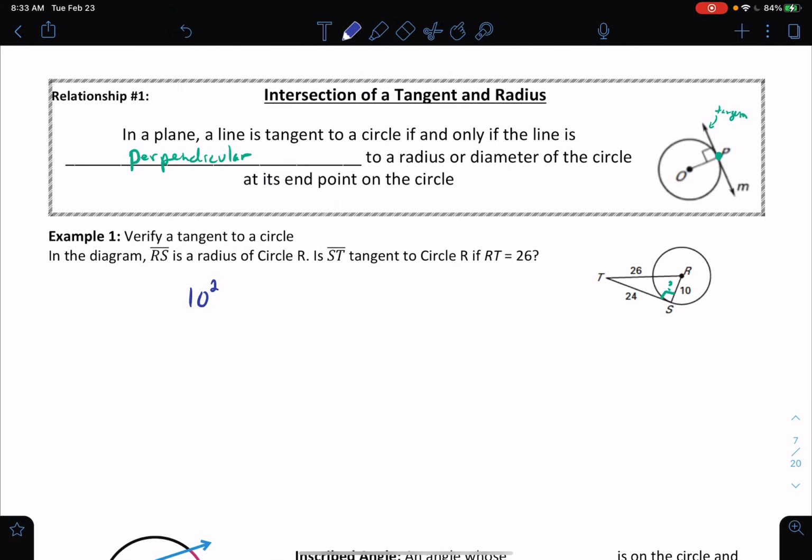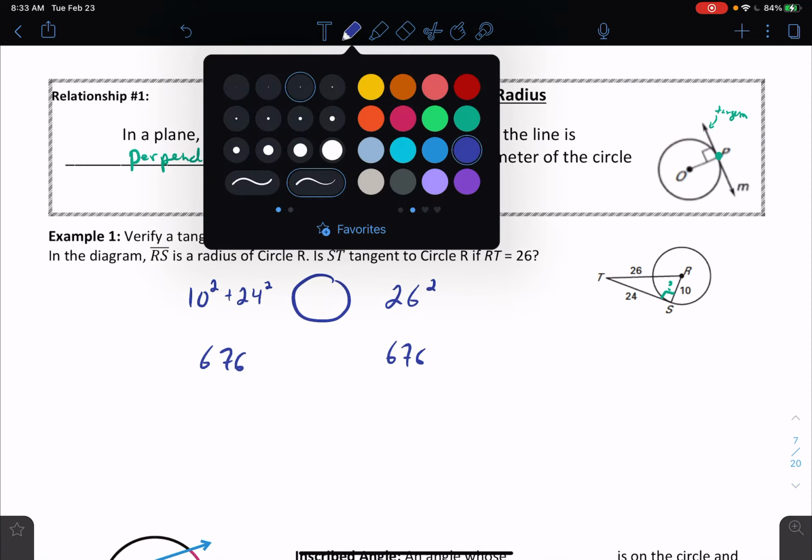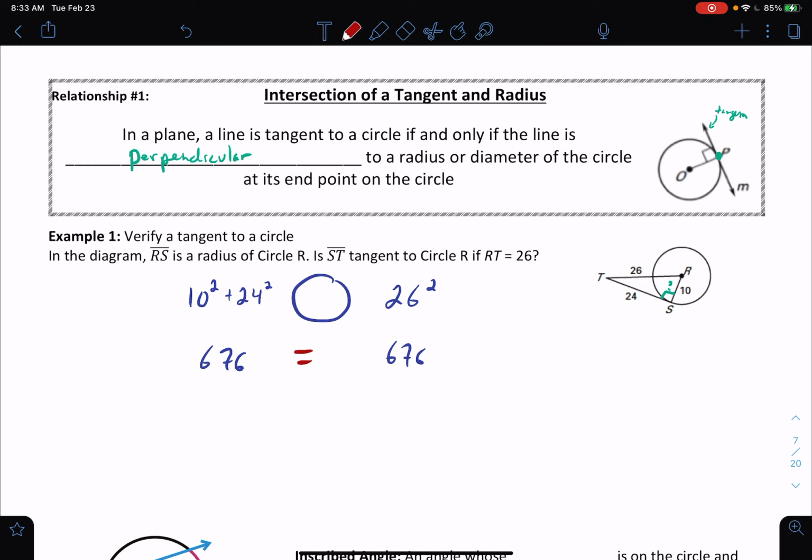So is 10 squared plus 24 squared what relationship with 26 squared? All right, so 10 squared plus 24 squared, that's going to give me 676. And 26 squared is going to be 676. Therefore, these two things are equal. So the relationship a squared plus b squared equals c squared holds. So yes, this is a right triangle.